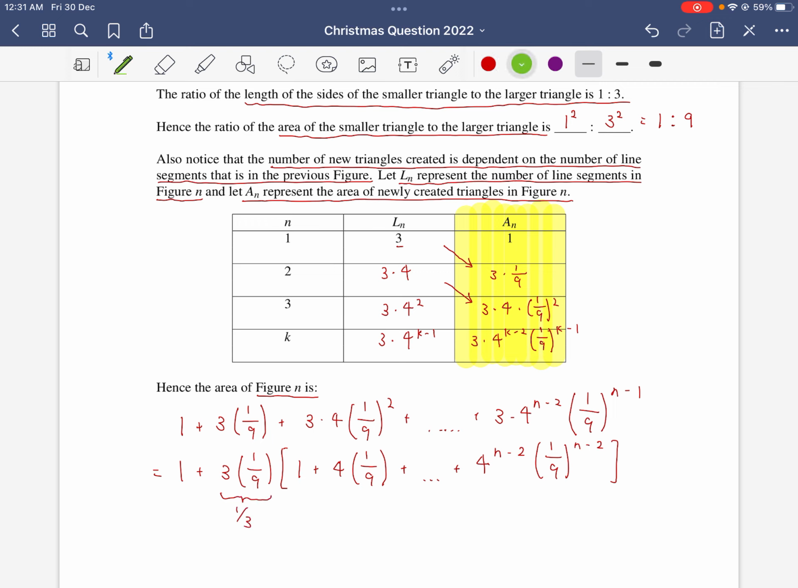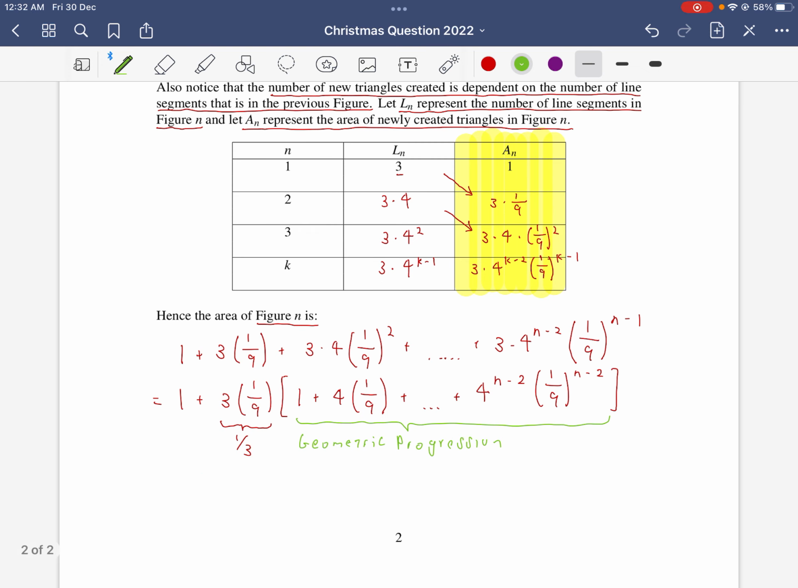And naturally, you would probably see this. This is actually a geometric progression, or a GP. So what's the first term? Well, the first term is really just equal to 1. What's the common ratio in this case? Well, you can see that the common ratio would be 4 over 9. And what about the number of terms? Well, the number of terms is really just n minus 1.